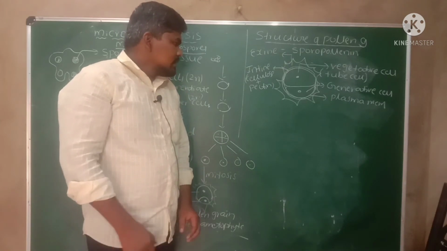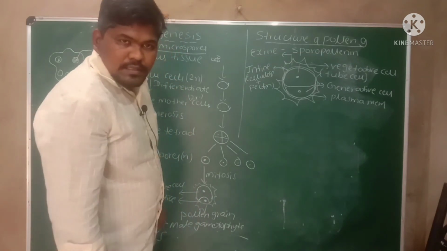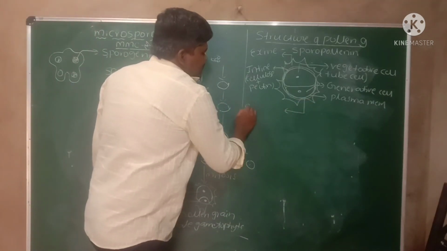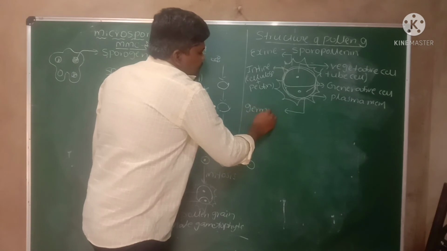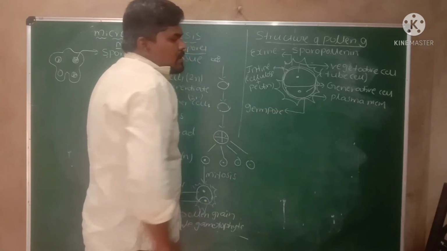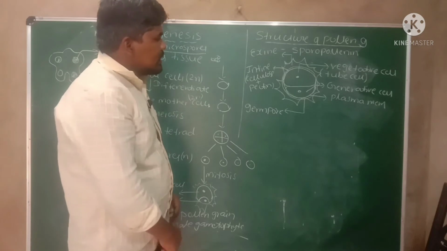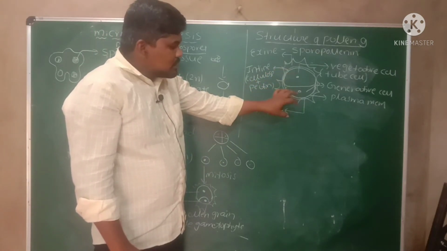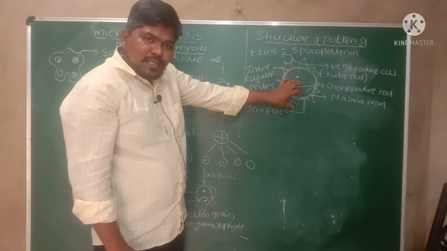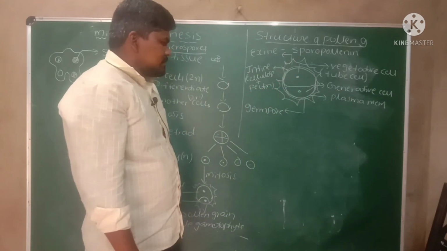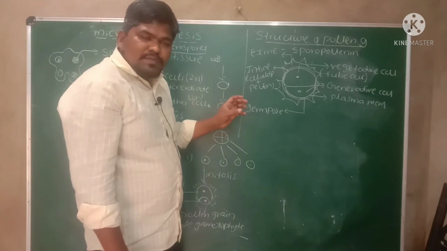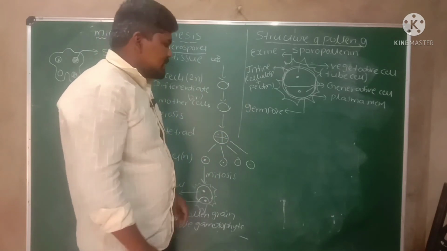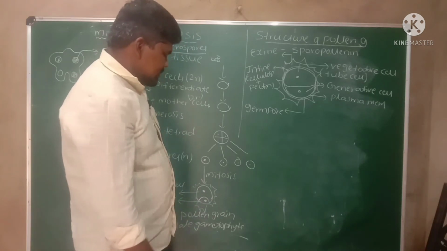Then there are small regions where the exine is absent but only the intine is present. Those are called germ pores. Germ pores are regions of the pollen grain where only the intine is present but the exine is absent. The pollen tube arises from the pollen grain through the germ pore after pollen germination. That is about the germ pore.